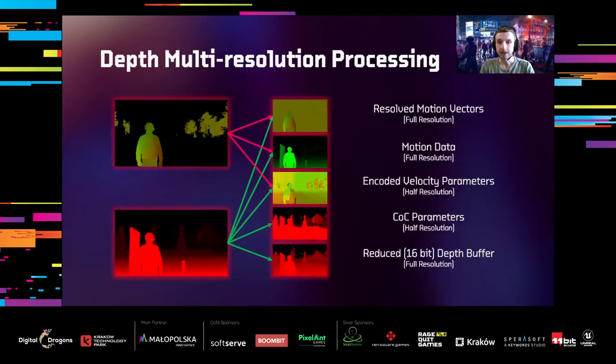Next, the merged pass of depth and multi-resolution processing starts. This pass generates different versions of the depth buffer and some buffers based on depth information, such as the circle of confusion parameters buffer. It also resolves velocity for static pixels and camera motion. It's worth mentioning that the buffers generated by the pass are used by many systems such as screen space reflections, volumetric fog, tile motion blur, and others.